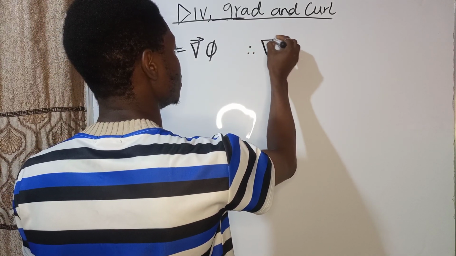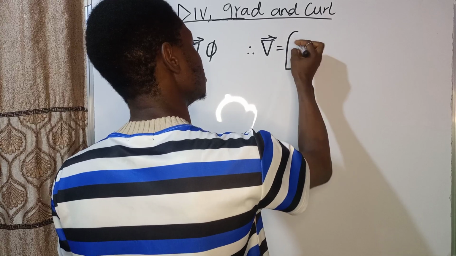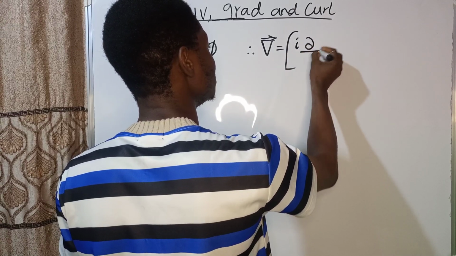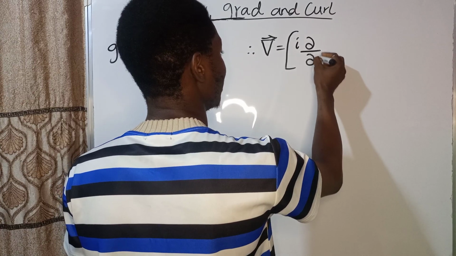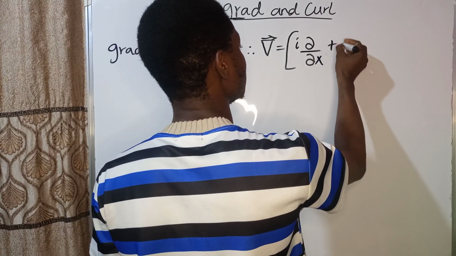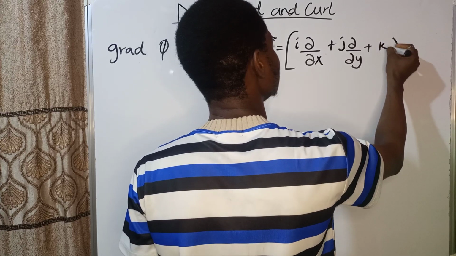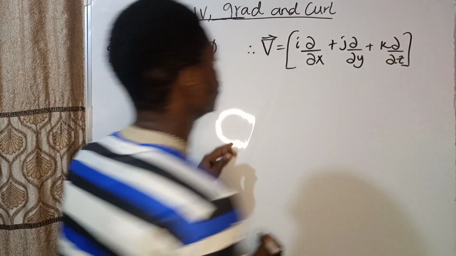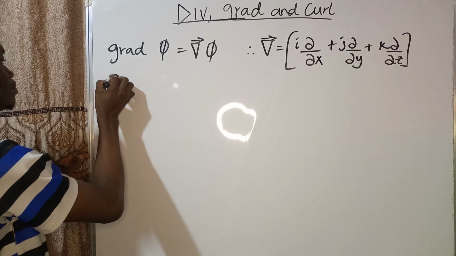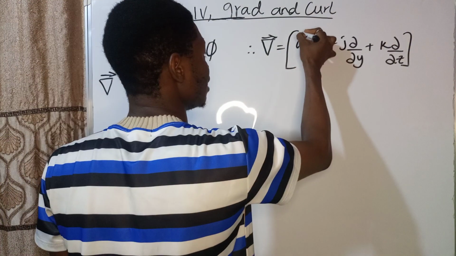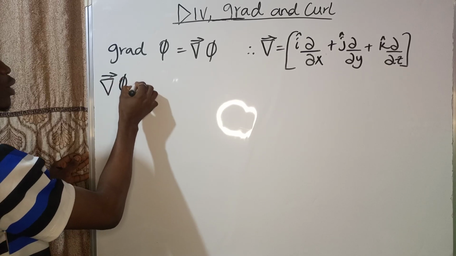So nabla is equal to i partial derivative over partial derivative of x, plus j partial derivative over partial derivative of y, plus k partial derivative over partial derivative of z. So this is nabla. Remember, all these things are vectors. They have direction.